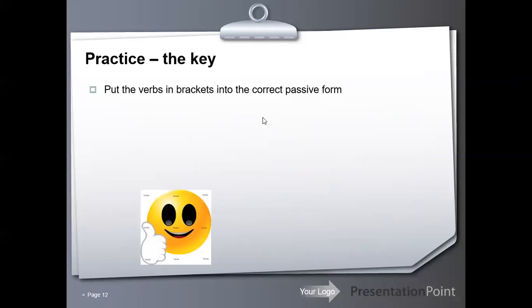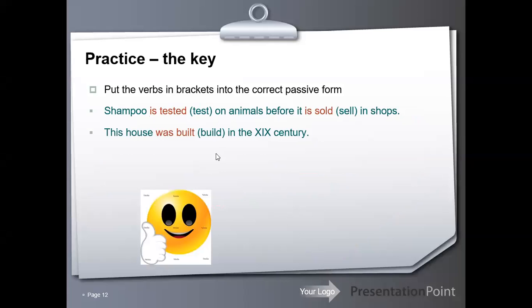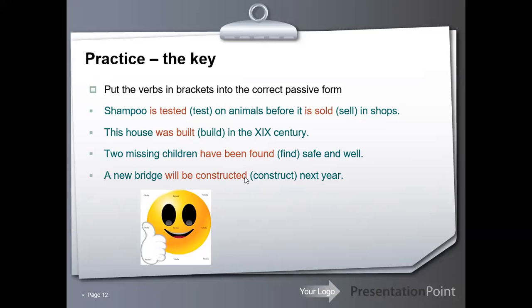Okay, we're gonna see in the next one, right? Now, the first one, shampoo is tested on animals before it is sold in shops. This house was built in the 19th century. Two missing children have been found safe and well. Don't worry, because this is another structure. Podríamos haber dicho, were found, fueron encontrados. Pero acá la estructura que ocuparon en la presentación se llama presente perfecto. Have been found, han sido encontrados. ¿La que teníamos ahí arriba está buena? Sí. ¿La que está aquí también? Sí, las dos están buenas, solo han ocupado un tiempo diferente, eso es todo. Okay, a new bridge will be constructed next year.